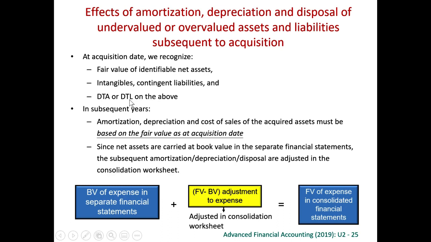And also higher fair value means there will be higher depreciation in the future. So we may have to adjust for the amortizations, depreciation, and cost of goods sold because of the higher value of the intangible assets, higher value of the property, plant, and equipment, and higher value of the inventory.